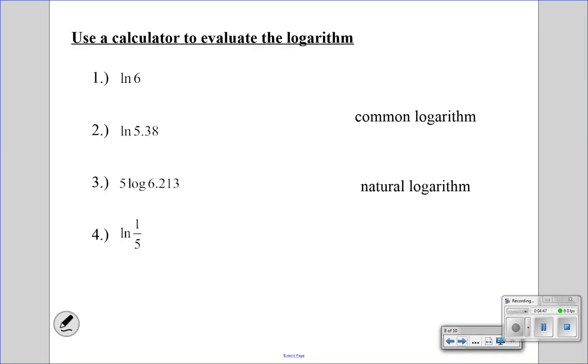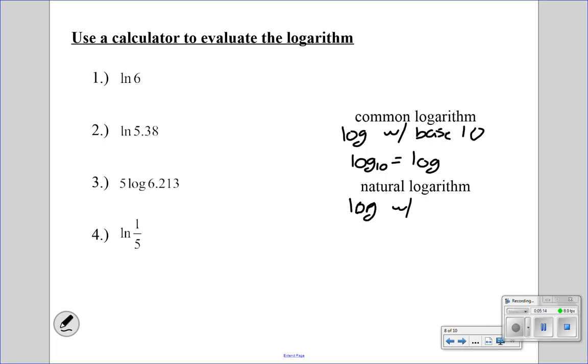Now we're going to talk about the difference between common logs and natural logs. So common logarithms are logs with a base of 10. Log base 10 is just written as log. Because if there's no base, we can assume it's 10 because the logarithm scale is on a base 10. The natural logarithm is just a log with a base of e. Previously, we talked about how e was our natural base. So a natural logarithm is log base e. And we just write this as ln. That means natural log.